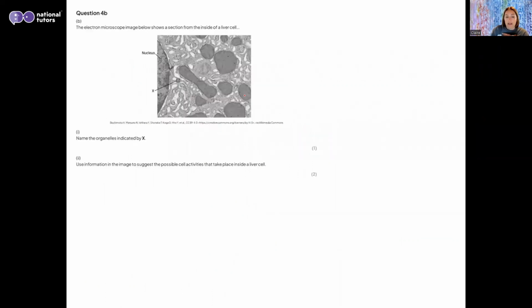Next question. I'm going to leave you a few seconds to do this. And don't forget, one mark means 1 minute. So please allow yourself 1 minute to answer each. Some of them don't need 1 minute to write one word, but others might. So this will be a 2 mark question, that'd be 1 minute each, so that'd be 3 minutes in all. So here you've got the electron microscope image shown below shows sections of inside of a liver cell. Name the organelles indicated by X.